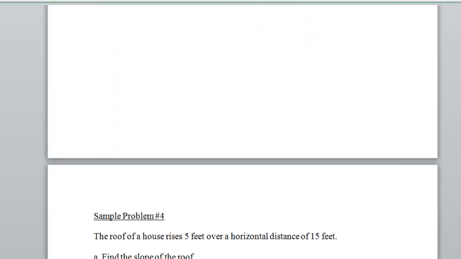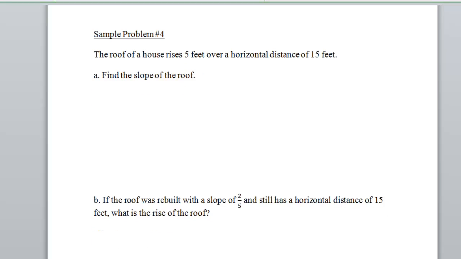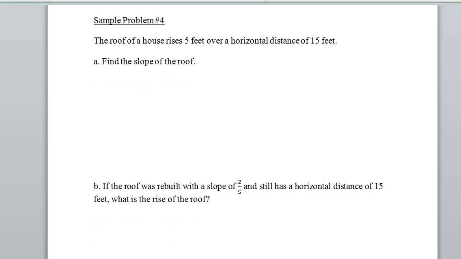So let's take a look at one for yourself. So sample problem 4. Why don't you go ahead and pause the video and take a little time to work this problem and see if you can figure it out.